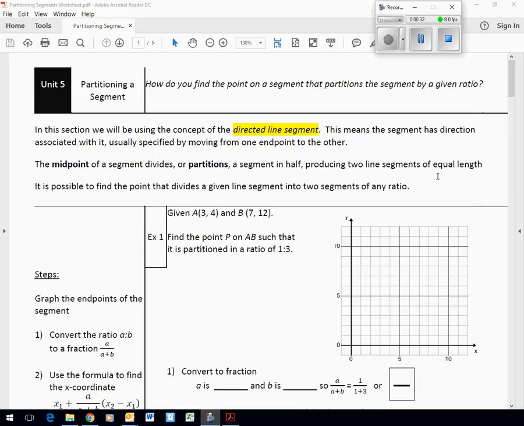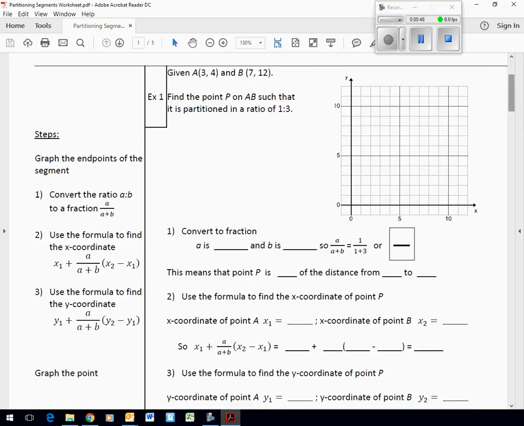Makes sense, right? Halfway between two points is called the middle point, midpoint. All right, good deal. But sometimes we don't just want the midpoint. Sometimes we want something a little bit different. Here's how we figure that out.